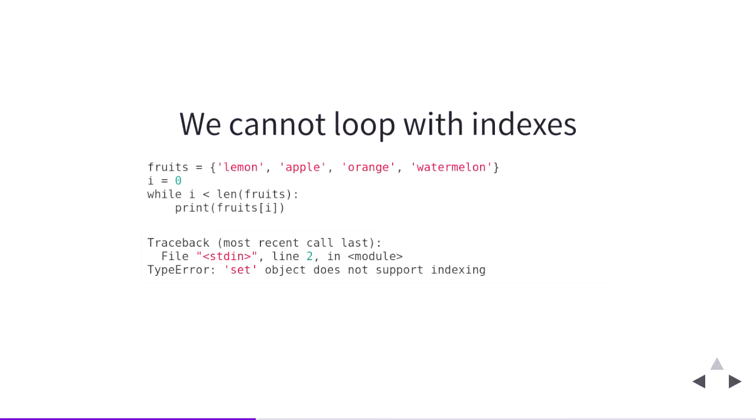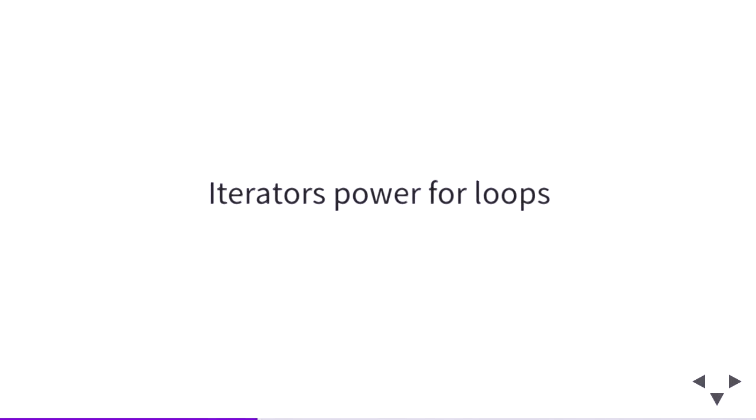So for loops in Python are not powered by indexes. They are powered by iterators. Iterators are the secret to looping in Python. Every iterable in Python can give you an iterator, and you can use that iterator to loop over your iterable.